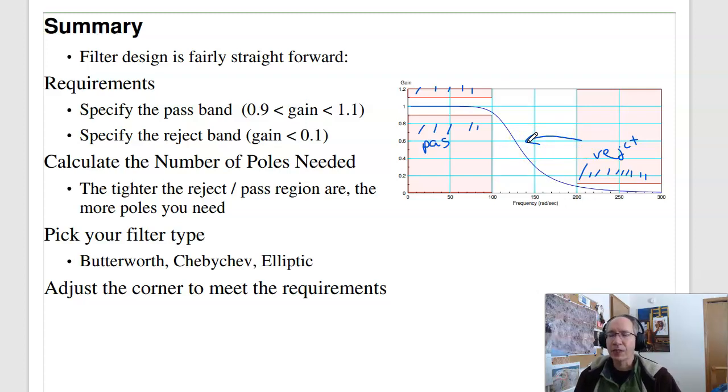The filter type is kind of your pick. Could be Butterworth, Chebyshev, elliptic. Just make sure that you can actually build it. With what we know, we can build Butterworth and Chebyshev filters. And then you adjust the corner to meet the requirements. With that, you've got filter design. So that's lecture number 10 for ECE 321, Analog Electronics.